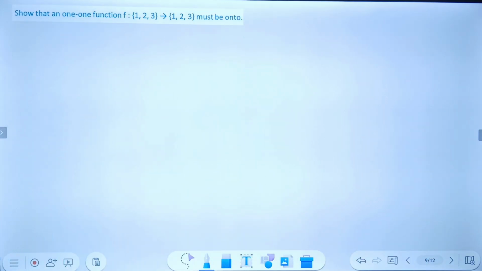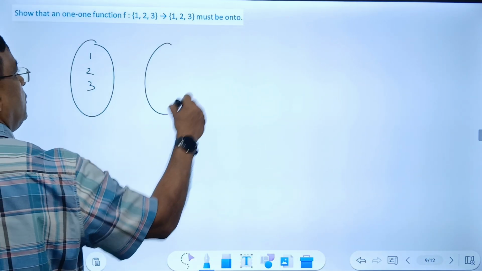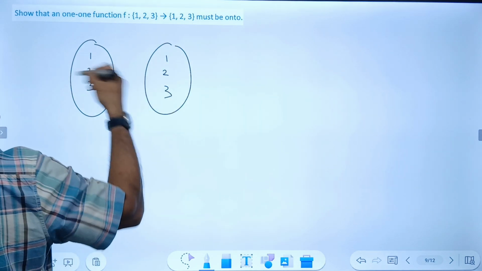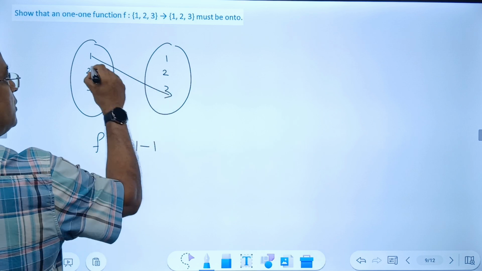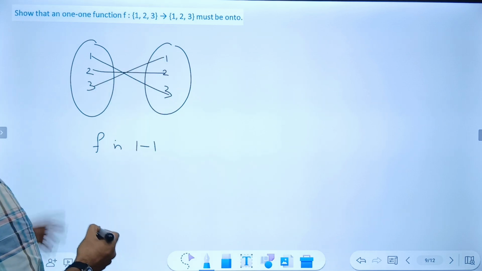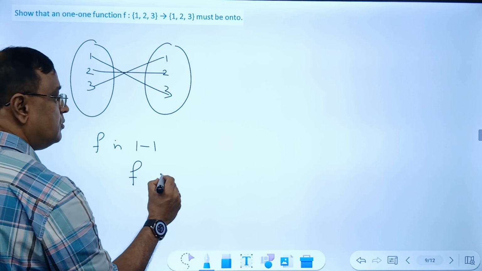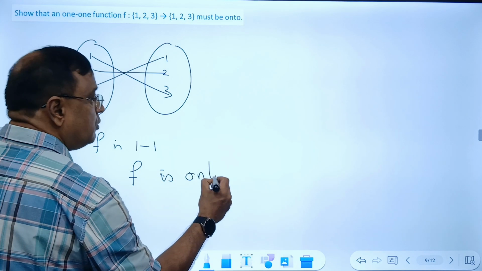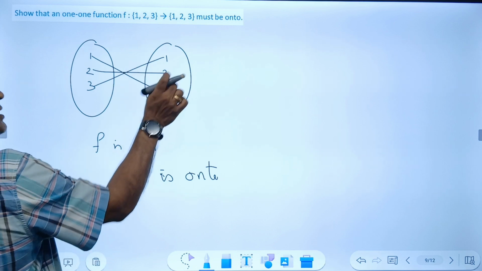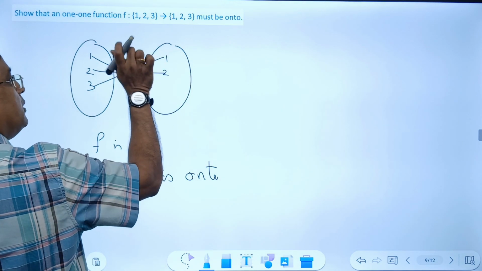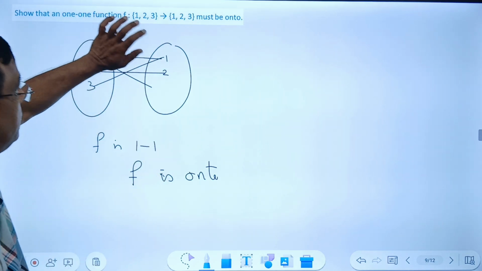Now the next question. You can see this is set A, 1, 2, 3. This is set B, which is also 1, 2, 3. Clearly, f is 1 to 1. It's given 1 to 1. Since both have the same number of elements, f must be onto. If it is not onto, that means some element must be left out.